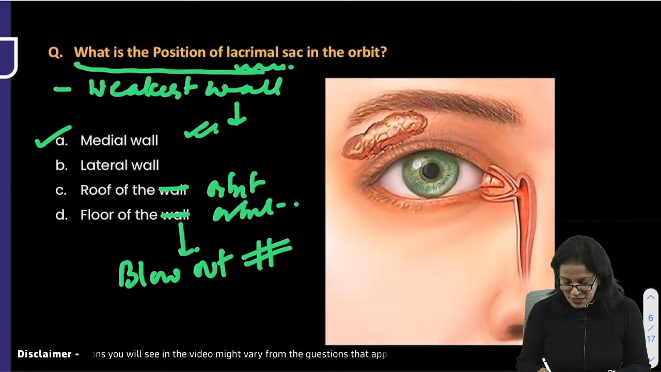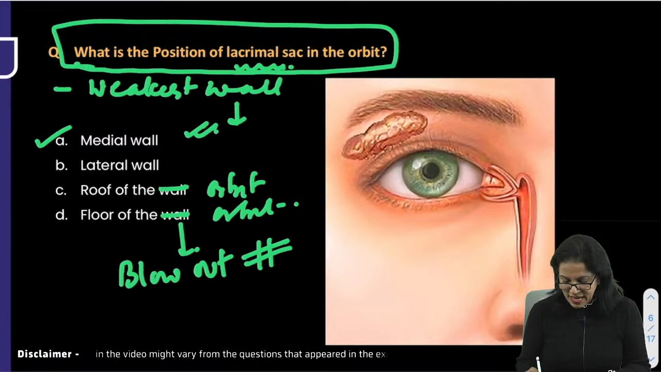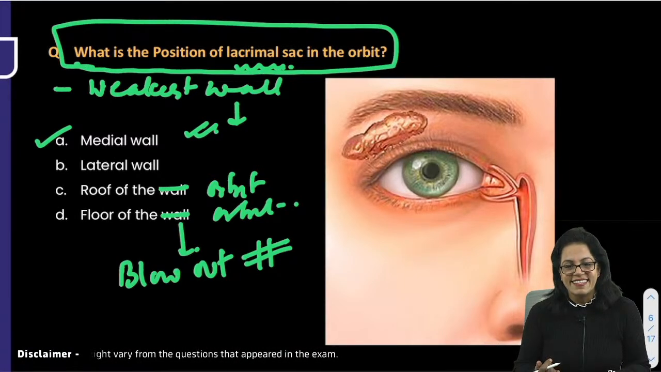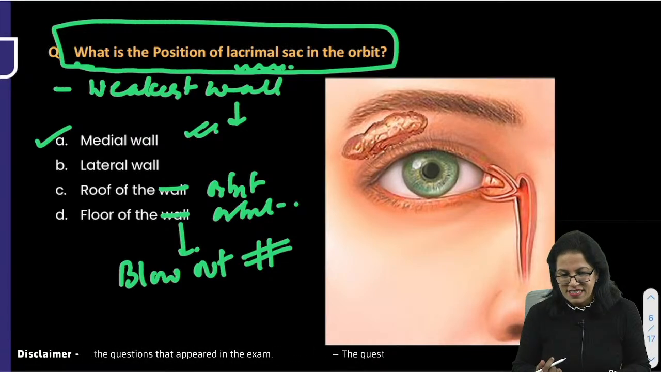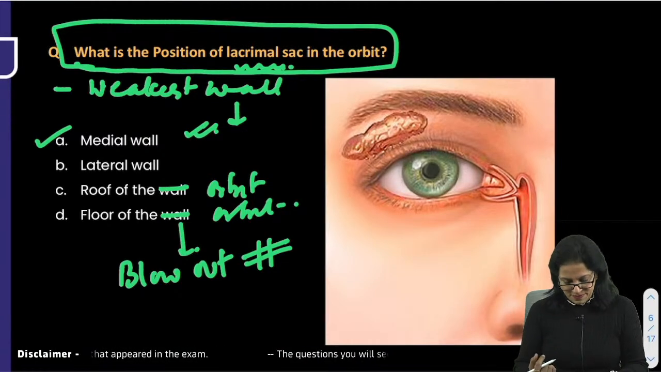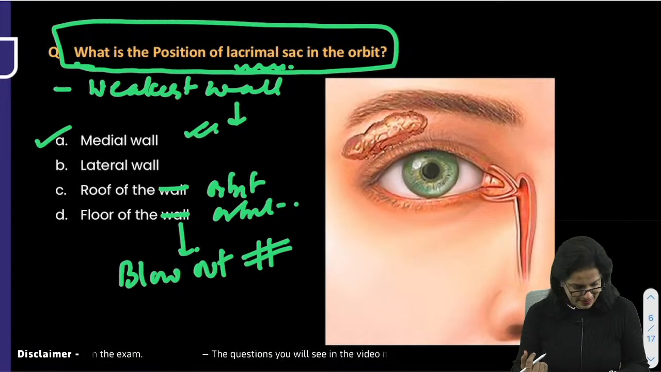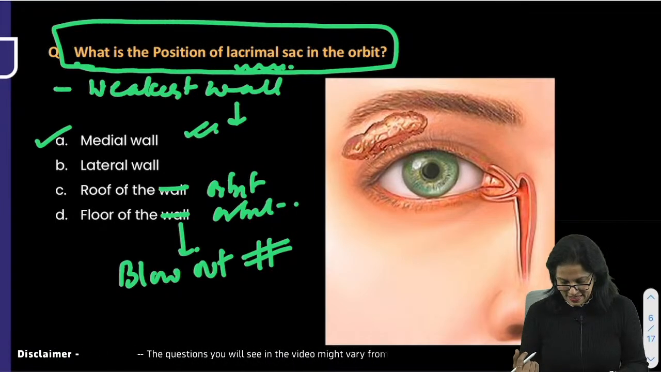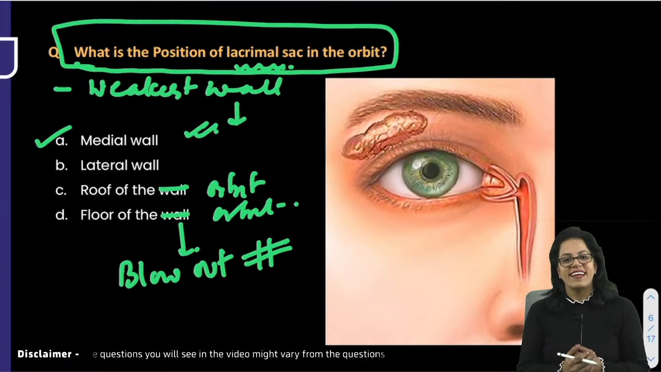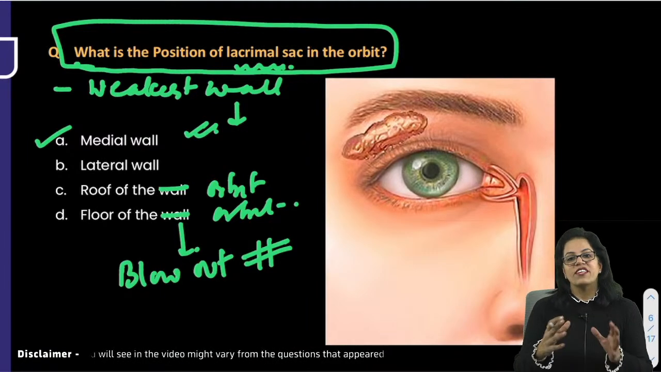Answer of this question, which is what is the position of the lacrimal sac in the orbit? Of course, it is medial, right? And sac is actually not inside the orbit as such. So again, this question is not a very perfect one here.